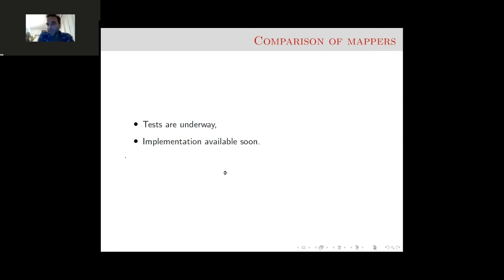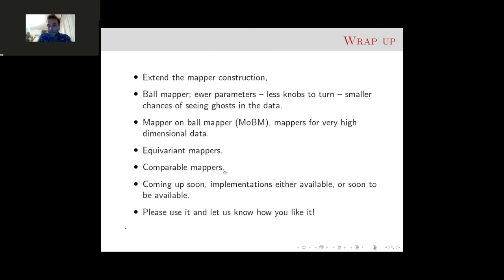So, kind of wrapping up the whole talk, what we are trying to do is to extend the mapper construction by using more mapper. That should mean fewer parameters, so we don't have that many knobs to turn. Parallel changes to see a ghost in the data, and really, if you have too many knobs, then you can see no ghost in the data, and I don't have time to speak about that. But essentially, you can get an almost arbitrary graph if you are creative enough.